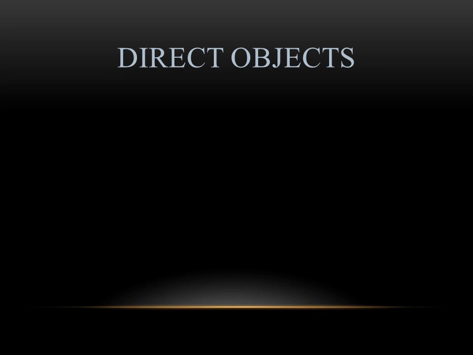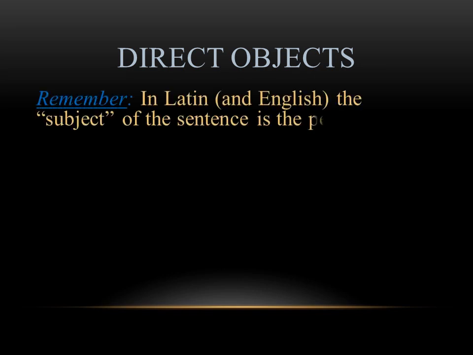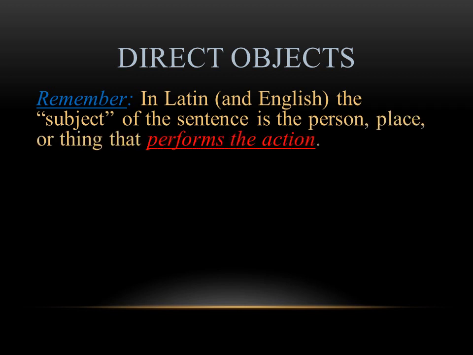So let's look at direct objects. And you want to remember that in Latin and English, the subject of the sentence is the person, place, or thing that performs the action. So we studied that a couple chapters ago. That's the subject. So if I give you the sentence, I throw the pen, you want to try to figure out where the subject is. And we can see here the subject is I.